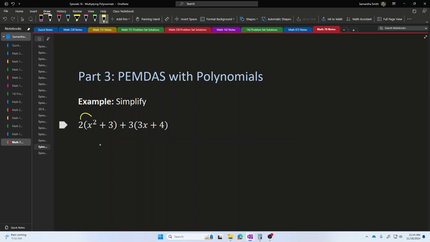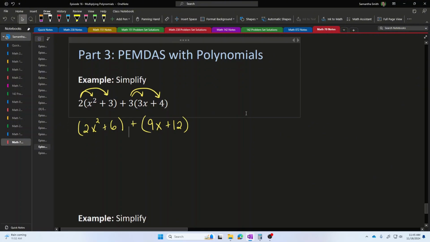So I would distribute this 2 to x squared and to 3. 2 times x squared is 2x squared. 2 times 3 is 6. And I would add that result to what I got by distributing 3 to the second expression here. 3 times 3x, 3 times 3 is 9, so 9x. 3 times 4 is 12.